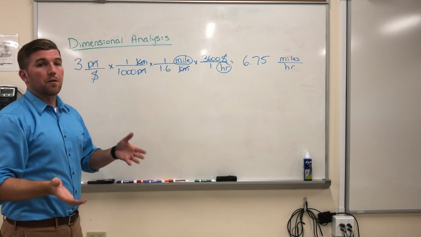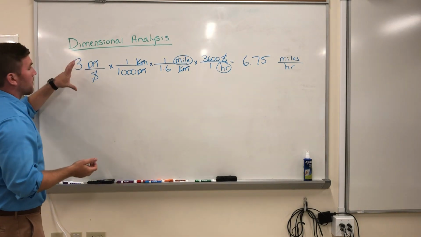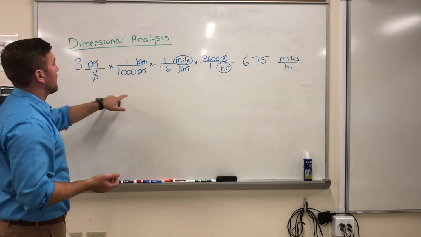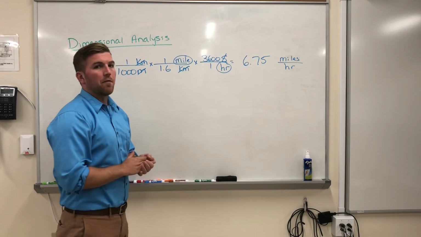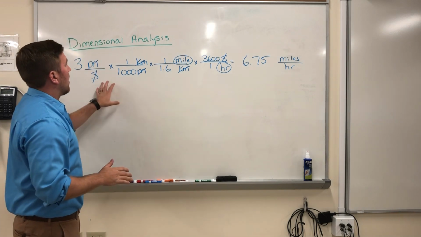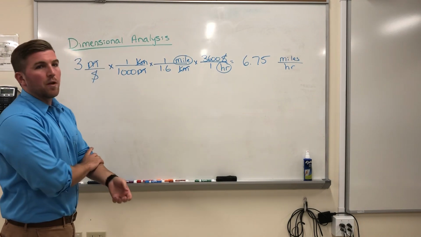There are several ways you could have done this problem. You could have separated them and done 3 meters to miles and 1 second to hours, and then put them back together and divide them, and it would work the same way. All in one step, this would be the way you get that done.